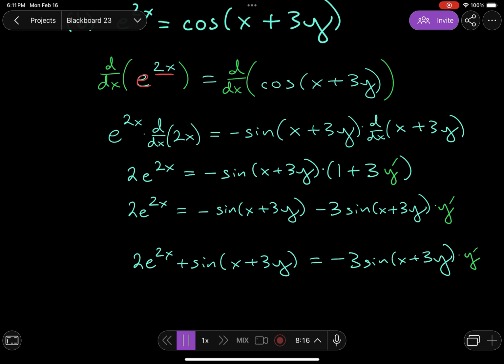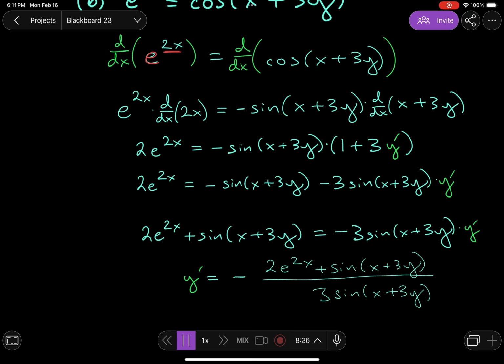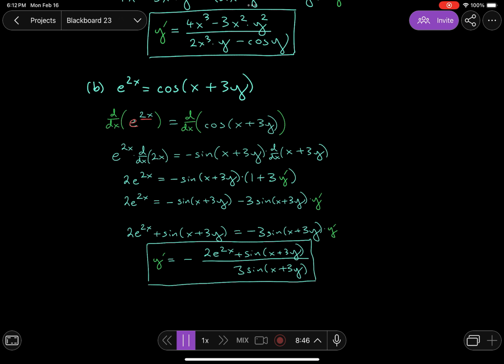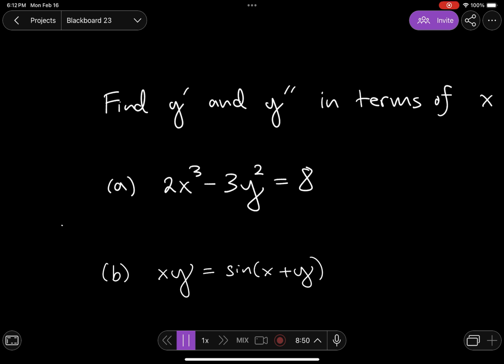That will tell me that y prime is the same thing as negative 2e to the 2x plus sine of x plus 3y, all divided by 3 sine of x plus 3y. Awesome. All right, so that's the general process for solving for a y prime. Takes a little bit of practice, but we can make this a little bit more complicated by what if we also had to solve for y double prime.